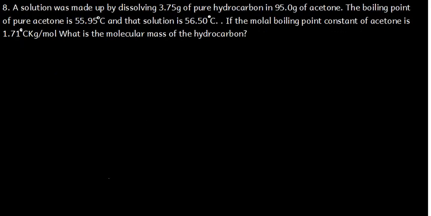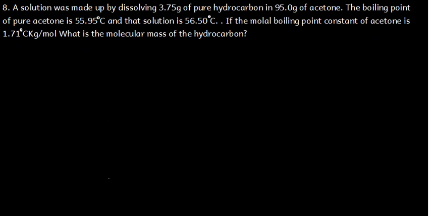Now, question 9. A solution was made by dissolving 3.75 grams of pure hydrocarbon in 95 grams of acetone. The boiling point of pure acetone is 55.95 degrees Celsius, and that of the solution is 56.50 degrees Celsius. Now the question is, if the molar boiling point constant of acetone is 1.7 degrees Celsius kg per mole, what is the molecular mass of the hydrocarbon?